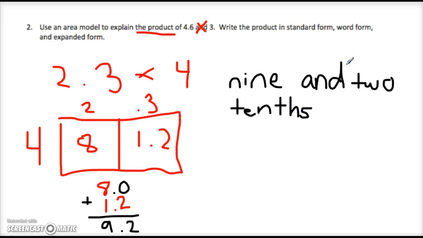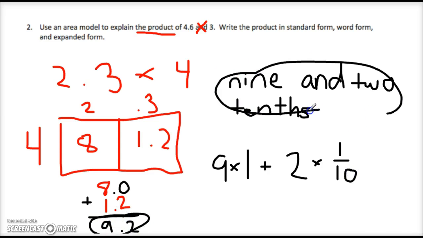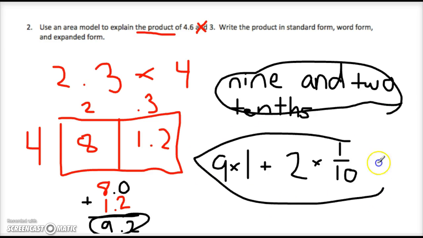Okay, then I have to write this in expanded form, and what that means is I'm going to take the same answer, standard form, word form, and I'm expanding it. I'm making it bigger. So I have a 9, but where's my 9? Well, my 9 is in the ones place, and then I add that to my next digit, which is a 2, but my 2 is in the 10th place, and I can mark that as 2 times 1 in the 10ths, or I could also use that fraction. Either way is correct, but this is standard. This is, of course, words, and this is my expanded form.